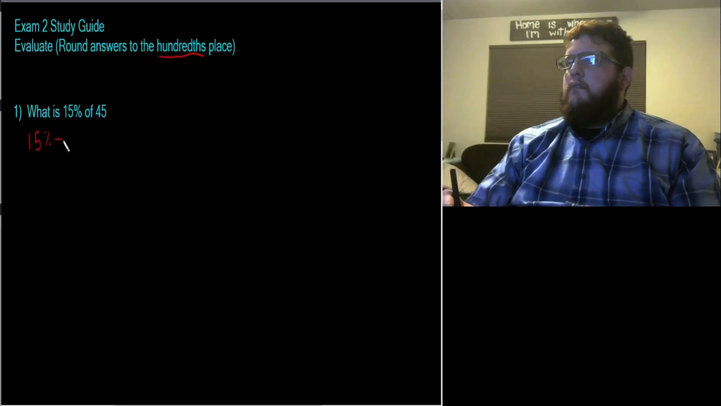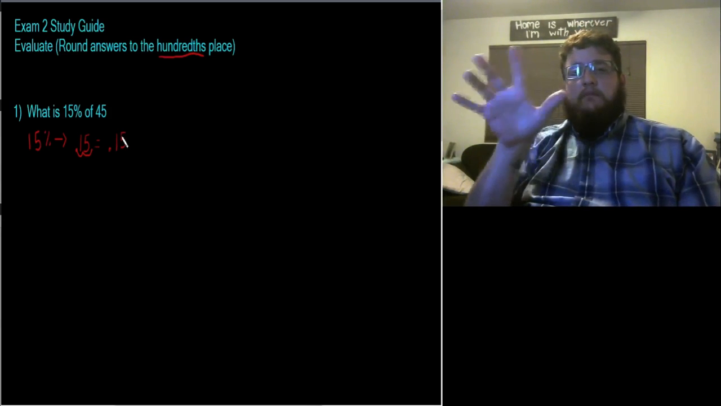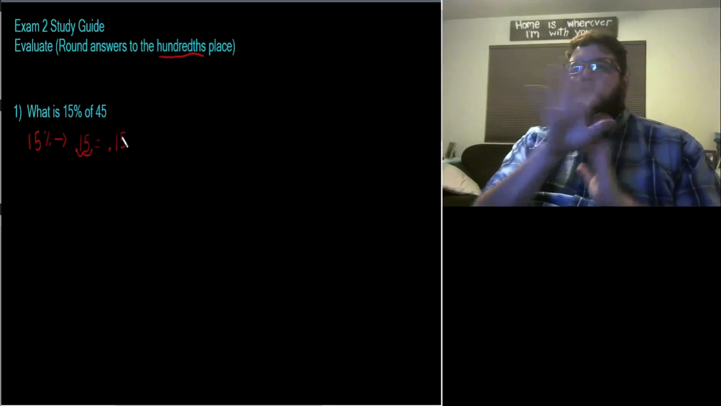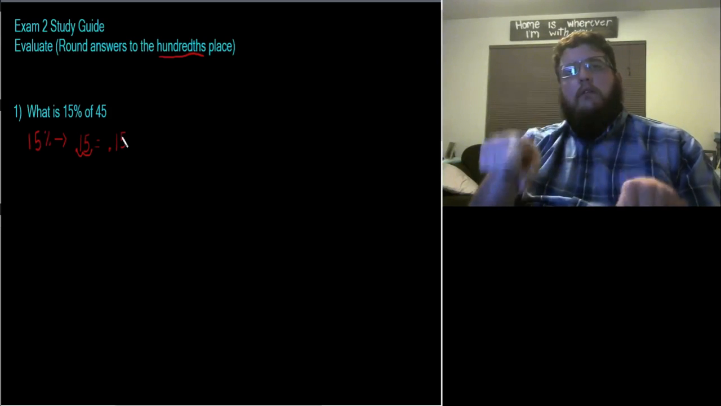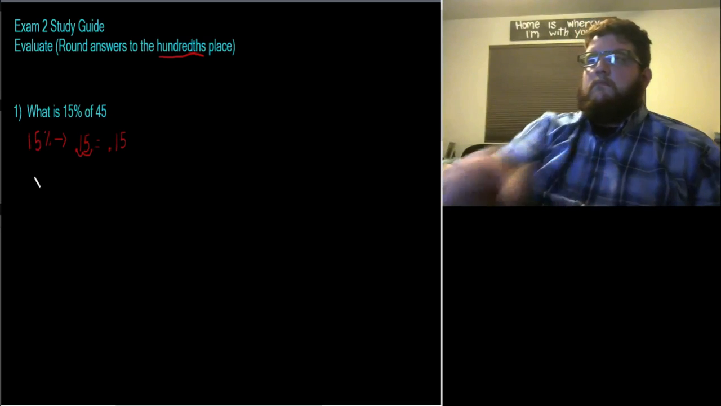Number 1 says, what is 15% of 45? The first thing I need to do is convert the 15% to a decimal. I do that by moving the decimal 2 places to the left. The end result, 15% becomes 0.15. Now I can take 0.15 and multiply it by 45. Because if you recall from our class notes, a percent times the whole equals the part.